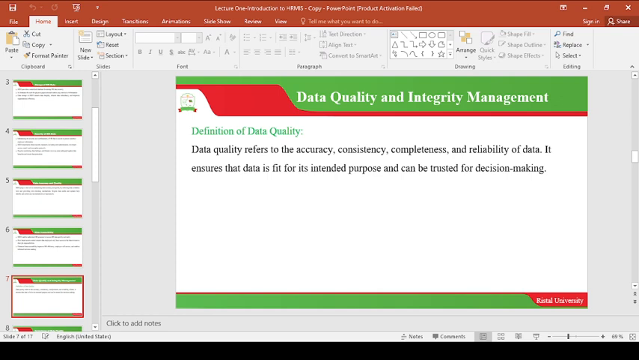In this definition, the quality of data can be measured in terms of its accuracy. It can also be measured in terms of its consistency. For example, the name I'm using on my academic document is the same name I'm using on my national ID, and the same name I'm using on other recruitment documents. That's what we call consistency, and the data is actually quality.